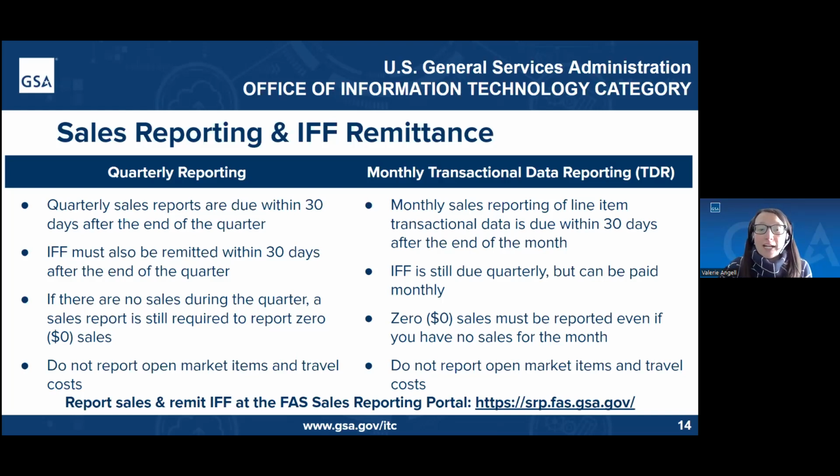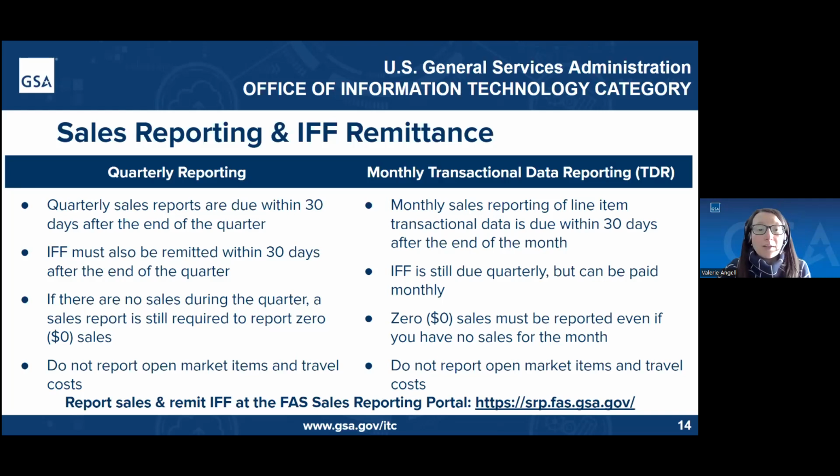Now, for TDR contracts, the IFF is still due quarterly, but you do have the option to pay it monthly if you would like to. And similar to the legacy contracts, 0 sales must be reported even if you have no sales for the month. And again, this is important for new vendors to note. Even if you have no sales, a sales report is still required and you would report 0. And again, similar to the legacy contracts, you do not report open market items or travel costs against your GSA contract when you're reporting sales. Those are not included.